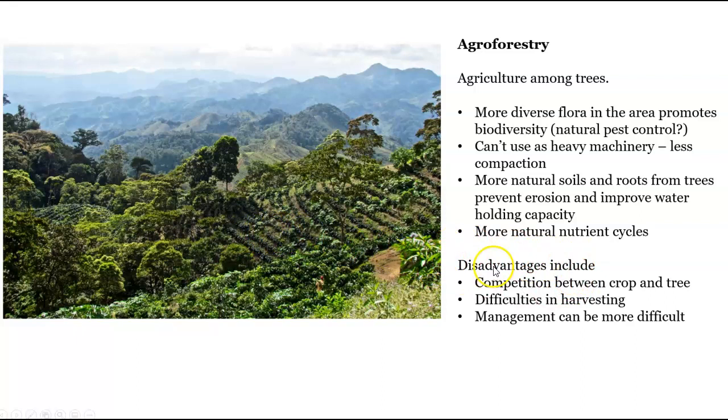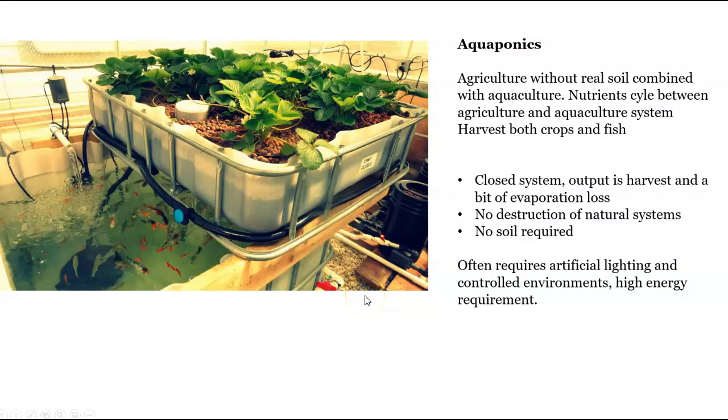But other disadvantages of this practice include competition between the crop and the tree, so which one is going to grow the most, and it's more difficult to harvest, so you might mismanage and lose some of the crop, and managing them could be more difficult. So this is something that people are promoting in some areas to reduce the impact of erosion, but there are critiques as well. Aquaponics is another kind of food production system that is promoted as well.